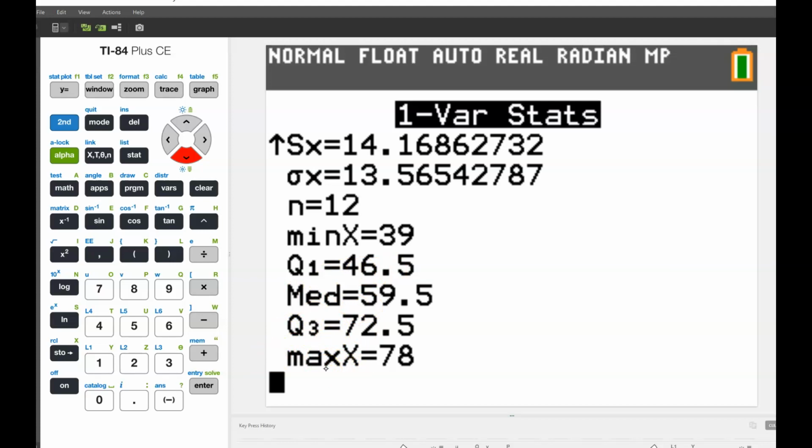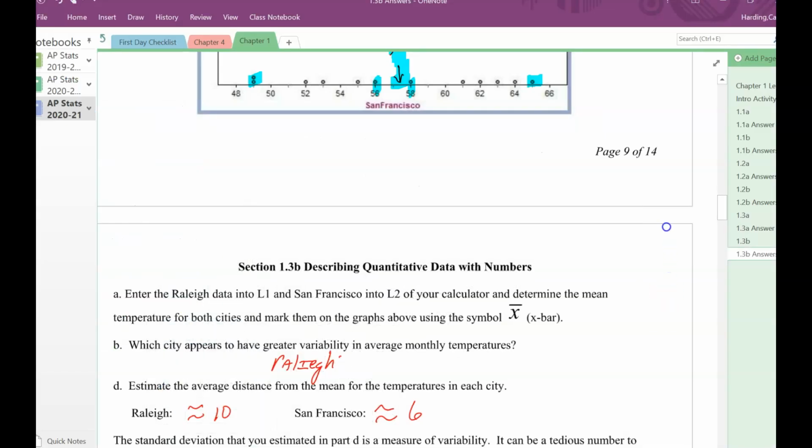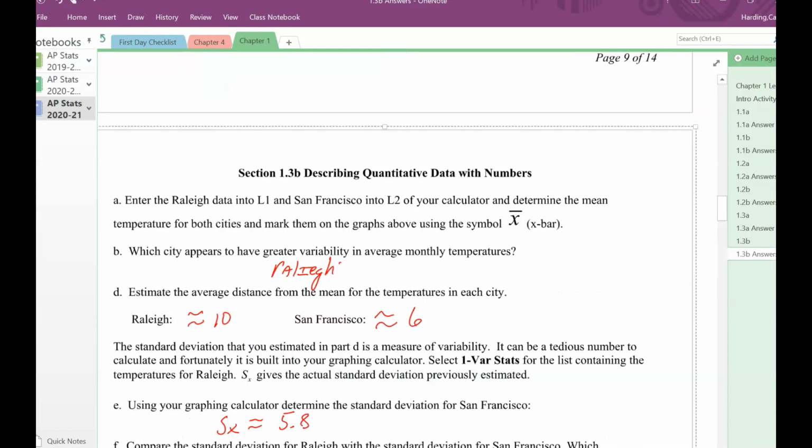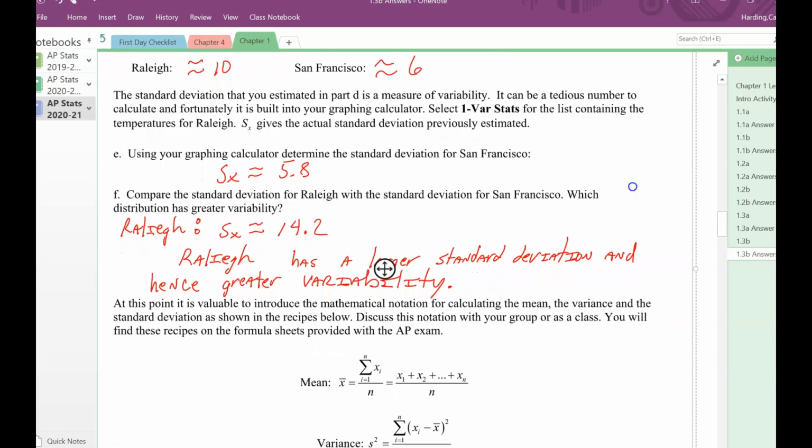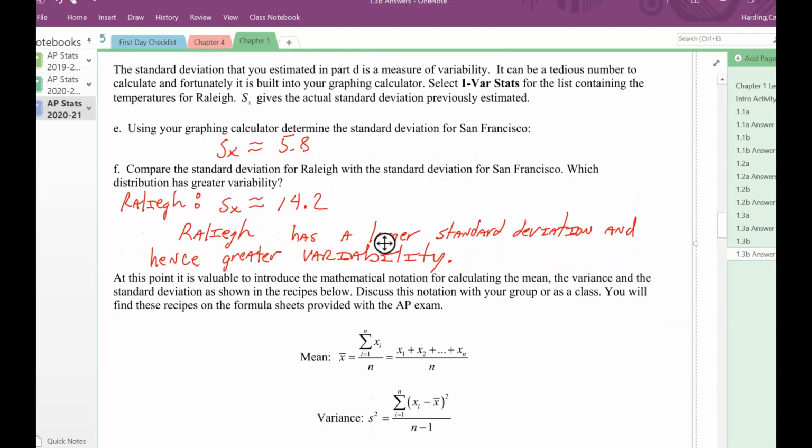So this is a screen that you can use to be a little bit more efficient with your work. If you want to take a moment here and figure out the standard deviation for San Francisco also, go ahead and do that. And the standard deviation for San Francisco is 5.8. So you can see that Raleigh has the larger standard deviation and has greater variability. I just want to make another statement about this.